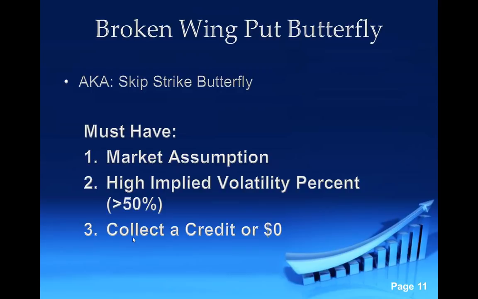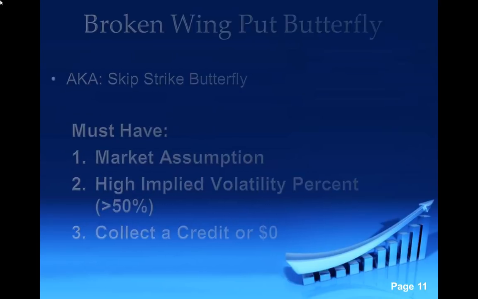That doesn't make sense. So we have to have a situation where we are either able to collect a credit, which is what I prefer to do, because if you're wrong, you get to keep it, or zero, no outlay of cash. Do not do it for a debit, because then you have risk to the upside. If you do it for a debit, you have risk on the upside. You've increased your risk and you haven't really negated a whole lot of risk on that upside.